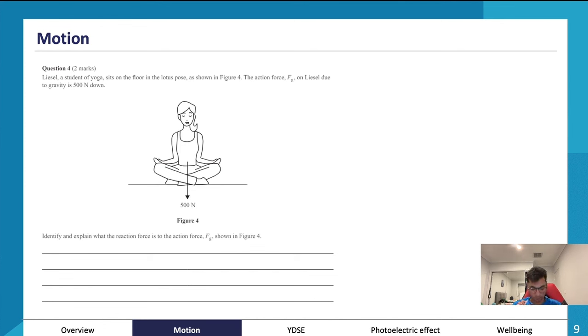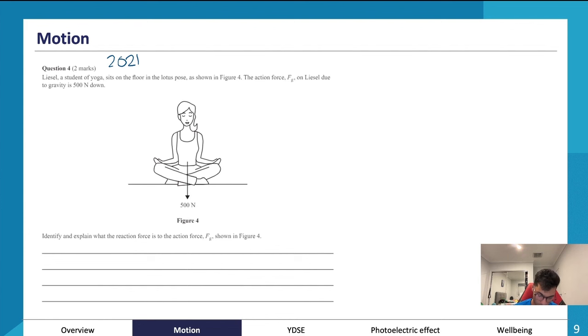Cool. This brings us to this question. I believe it's question 4 of the 2021 exam. Just write that down, 2021 exam. This question is probably the most notorious question in the entirety of physics. So I'll let you quickly read this question.